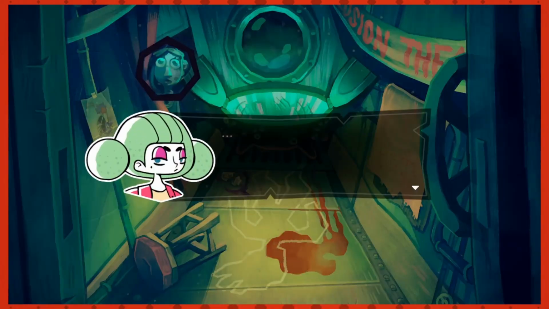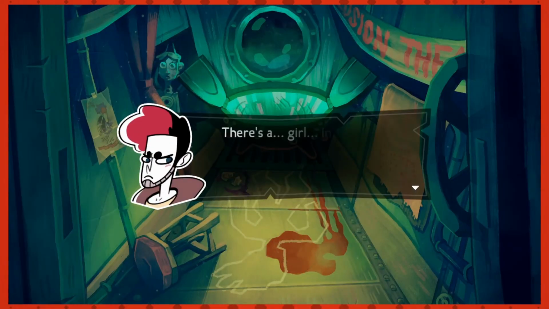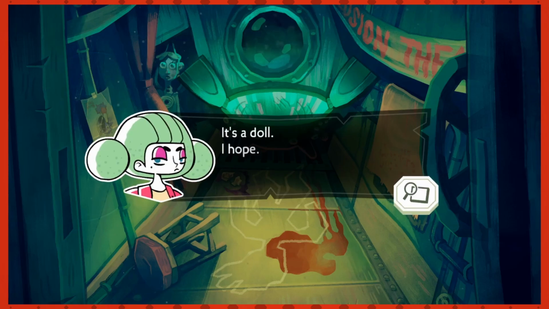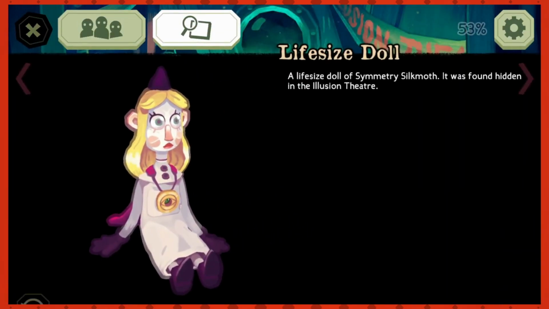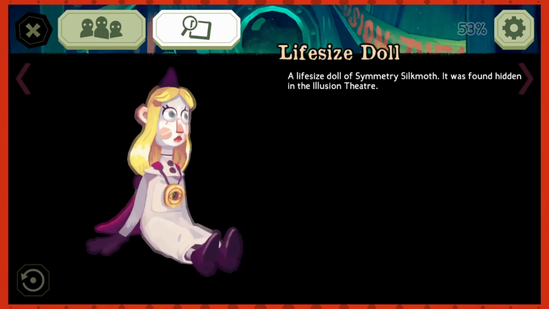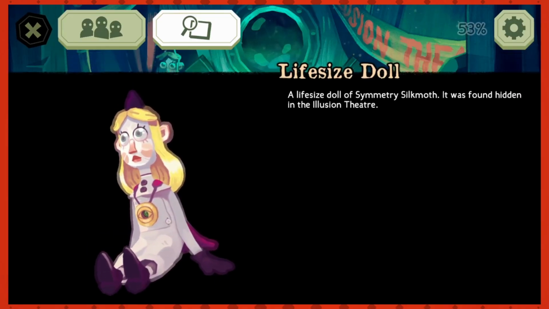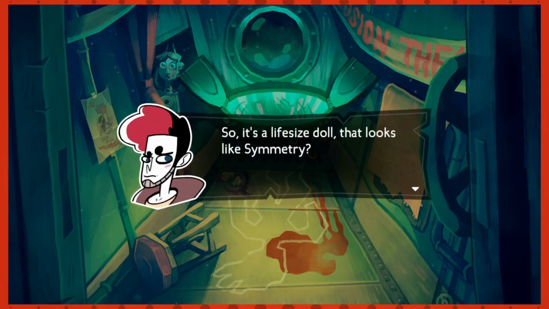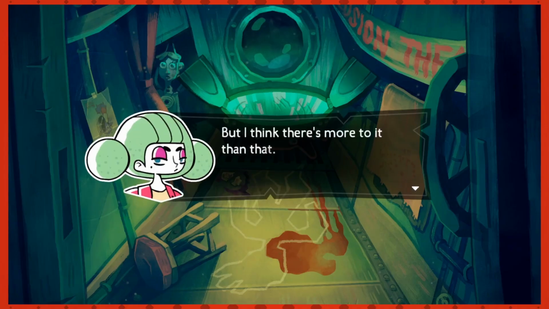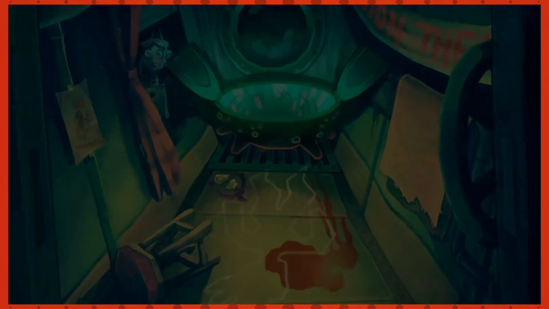Ew! Life-size doll. It was mentioned earlier, a girl in there. It's a doll, I hope. It is. Symmetry doll. A life-size doll of Symmetry Silk Moth, found hidden in the Illusion Theater. So it's a life-size doll that looks like Symmetry, as part of her act. Well, yeah, but I think there's more to it than that.